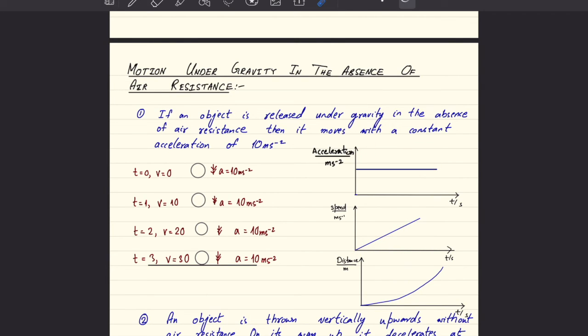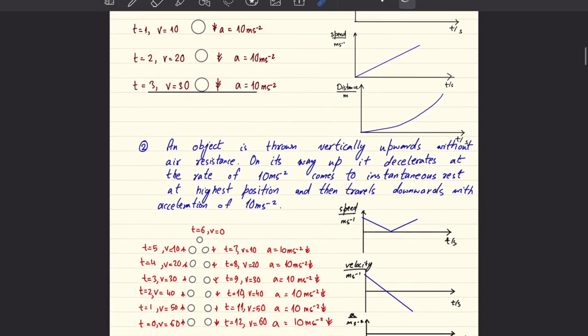Also, as it falls, the distance must be increasing. I can show an increasing distance. But since speed is increasing, the slope of this graph must be increasing. So I should show a graph with increasing distance and increasing slope to represent increasing speed.